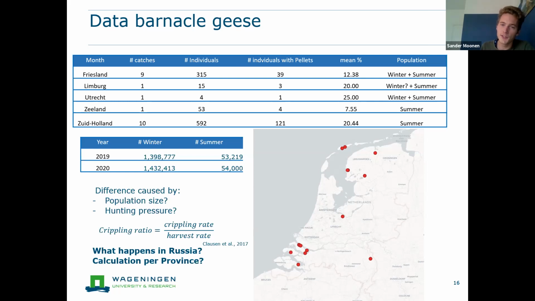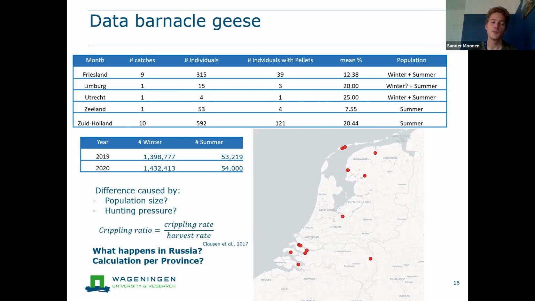So the numbers that we see, for example, in Zuid-Holland, is it caused by the fact that there is more hunting pressure in this area? Or is it caused by the fact that it's a very small population? Small, it's still high, but smaller. And does it show the fact that a group that has the same hunting pressure as in the winter, so in the summer, these 50,000 birds are hunted at the same level, it's likely that of these 50,000 birds there are more shot because they are hunted for a longer period.